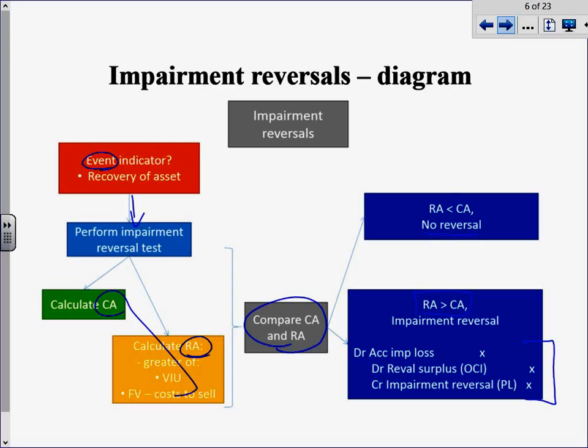Okay, there's a couple of little tricks here, and remember, there's a limit, okay, that impairment reversal cannot make the asset's carrying amount greater than what it would have been if it had never been impaired in the first place. Okay, so theory done and dusted. Let's go do a nice comprehensive example.